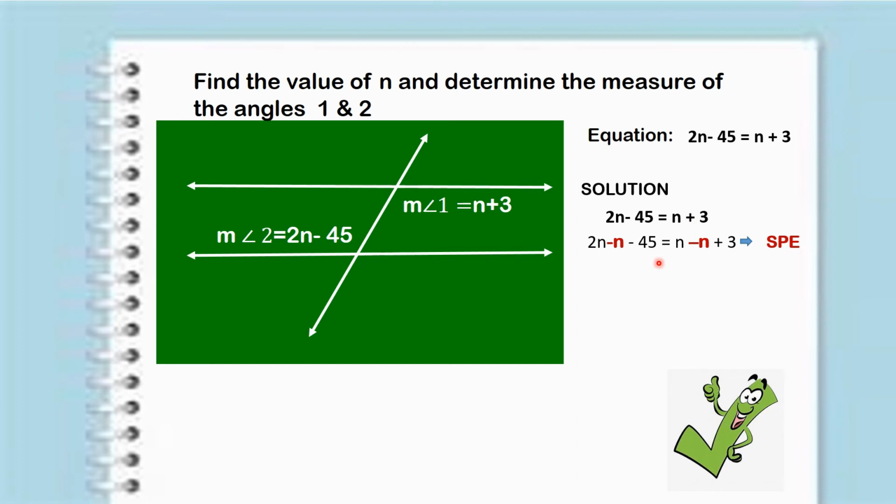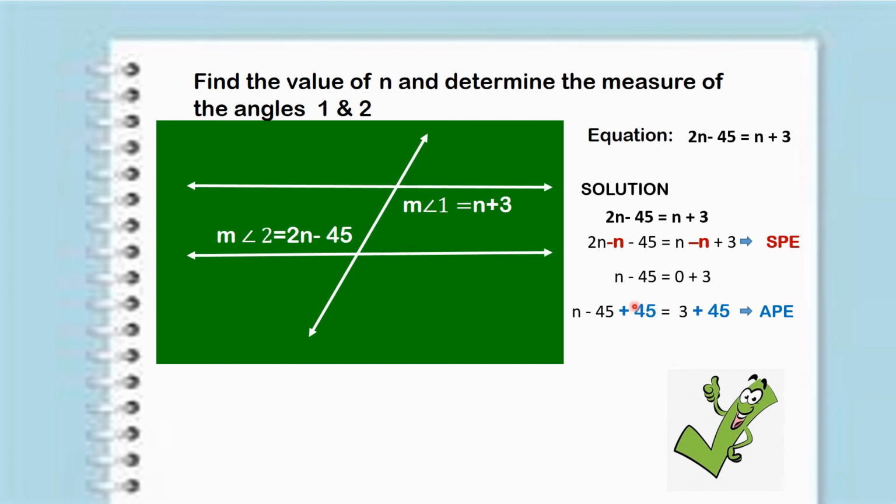So applying the subtraction property of equality to get rid of n on this side of the equation, leaving a 3, we will subtract n from both sides. So to simplify, we have 2n minus n, so only n, we have minus 45, then n minus n here is 0, then copy 3. Simplify further.